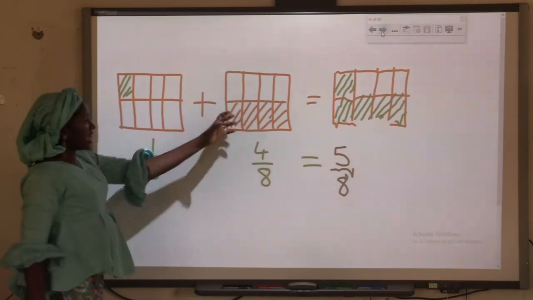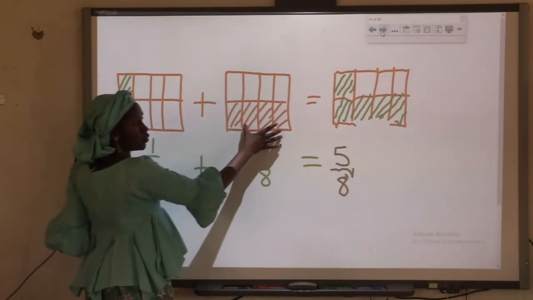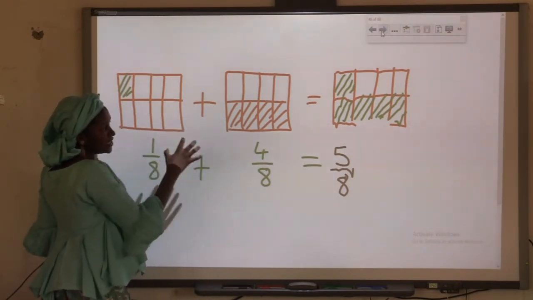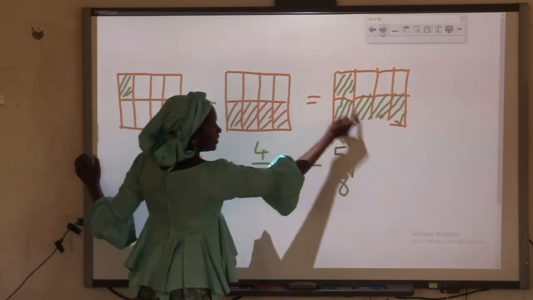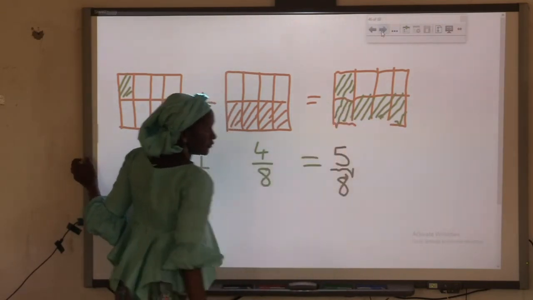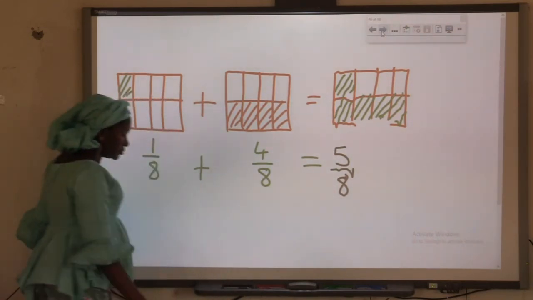And if you look at the diagram, one portion is shaded here, and here it is 4. If you add the portions which are shaded, you are going to have 5. That is 1, 2, 3, 4, 5 over the total number of the portions there, which is 8.